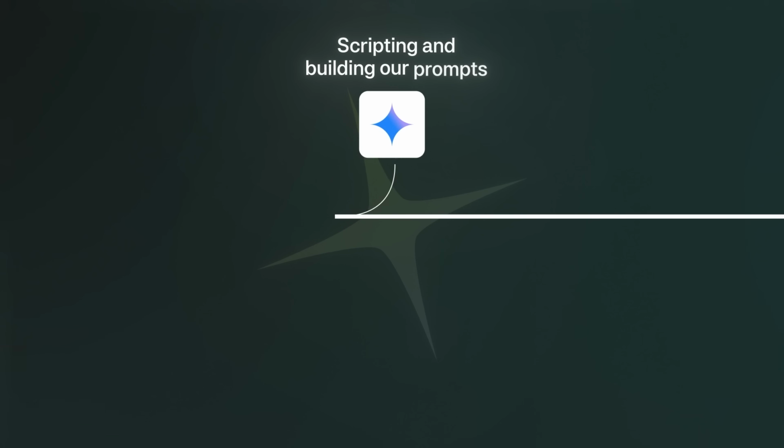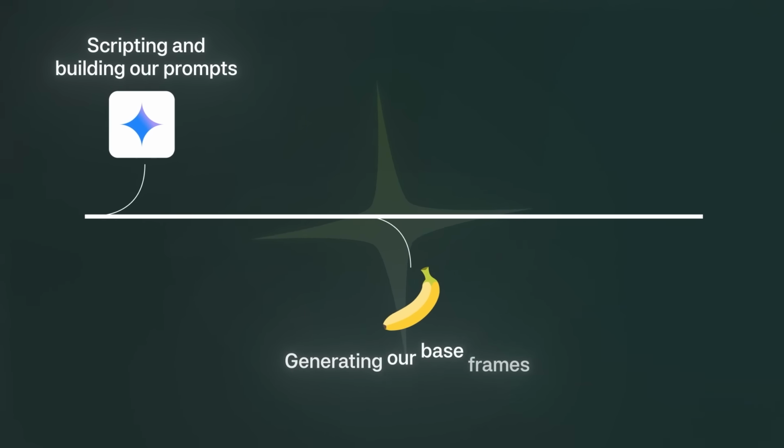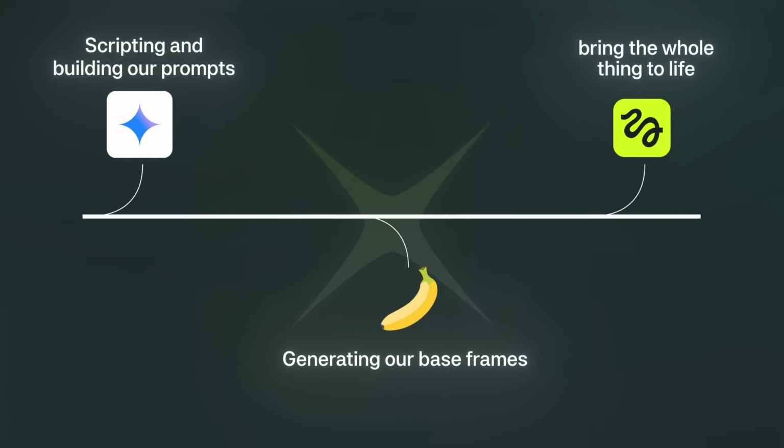The tools we are using are Gemini for scripting and building our prompts, Nano Banana 2 for generating our base frames, and Higgsfield AI Cinema Studio 2.5 to bring the whole thing to life.